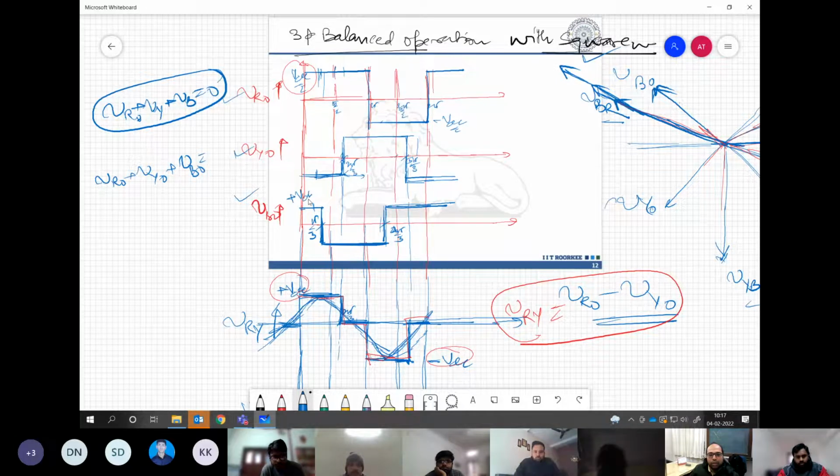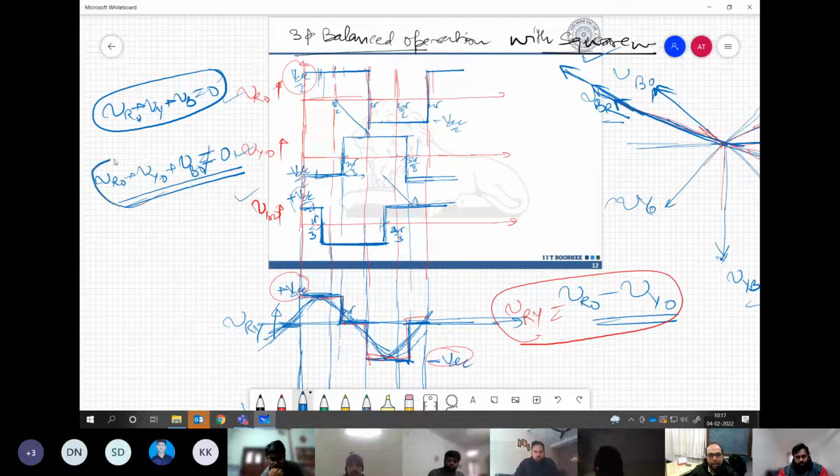There are only two voltage levels, plus VDC by 2 and minus VDC by 2. At the most, one can cancel the other, but still the third one will be remaining. So this sum VRO plus VYO plus VBO is not 0. Although it is phase shifted by 120 degrees, we say it is balanced.